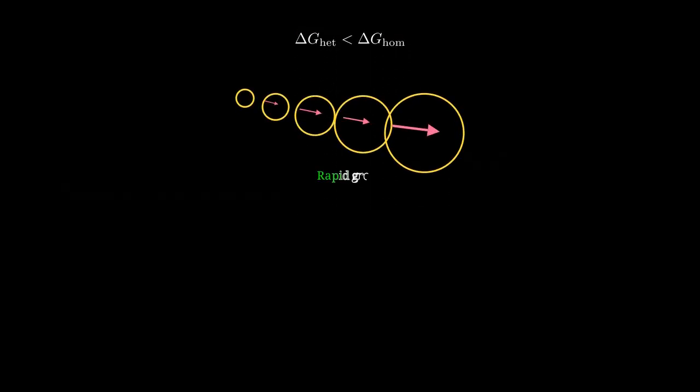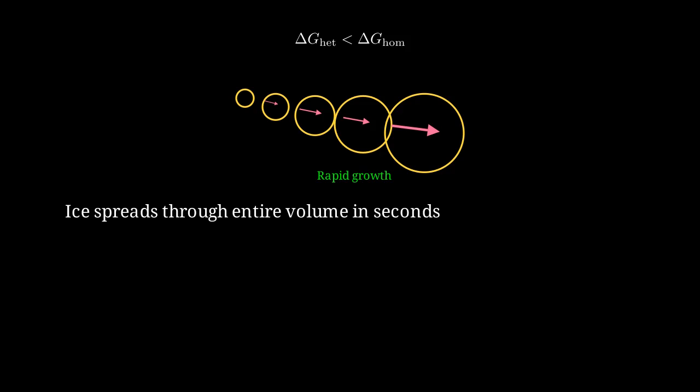Once nucleation starts, ice crystals grow extremely rapidly, doubling in size within milliseconds as water molecules join the expanding crystal lattice. The freezing wave propagates through the entire supercooled volume in just a few seconds, creating a dramatic visual transformation.